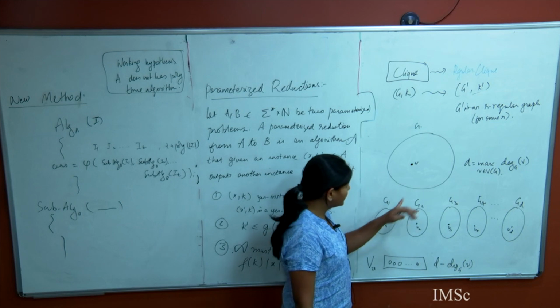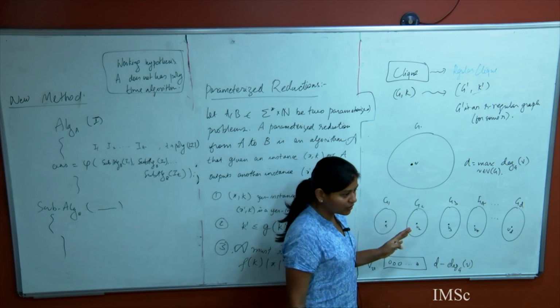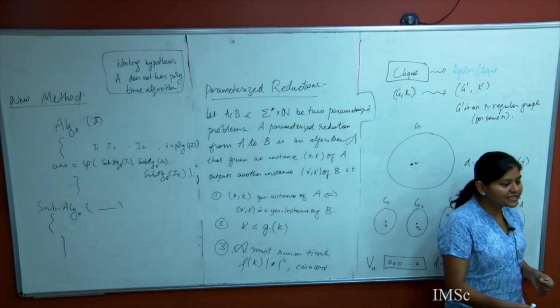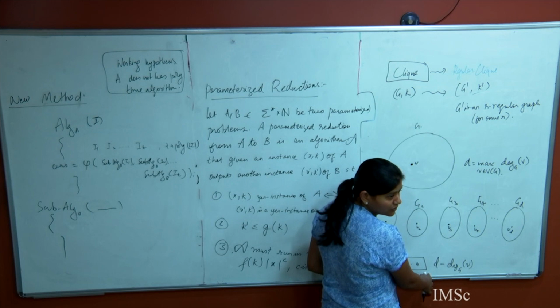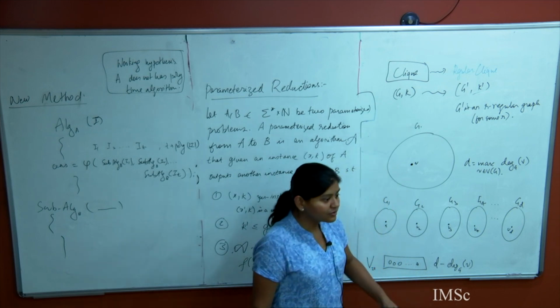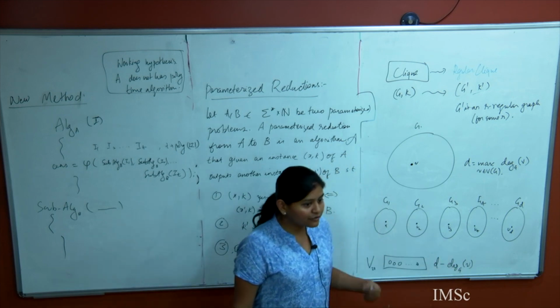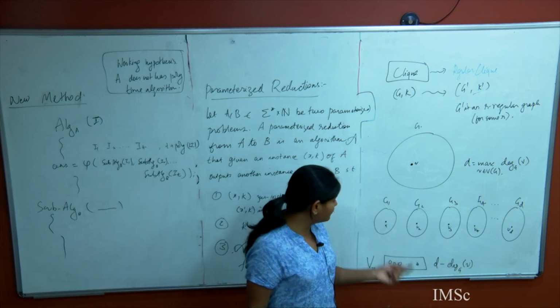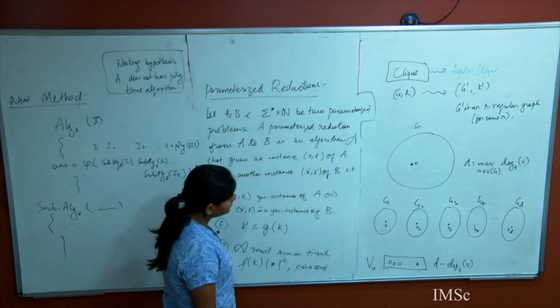So we look at any vertex V here, look at its degree. Say its degree is D1. So I create D minus D1 many vertices. So these are D minus D1 many vertices. So for every vertex, based on its degree. In particular, if you look at the vertex which achieves the maximum degree, for that I do not create any vertex.